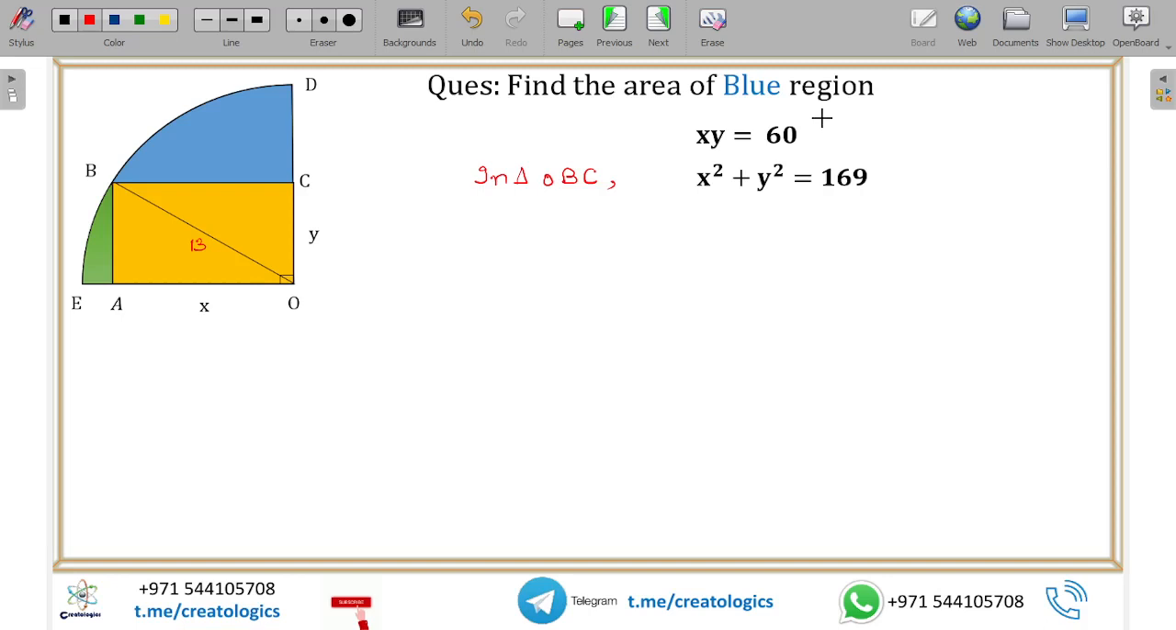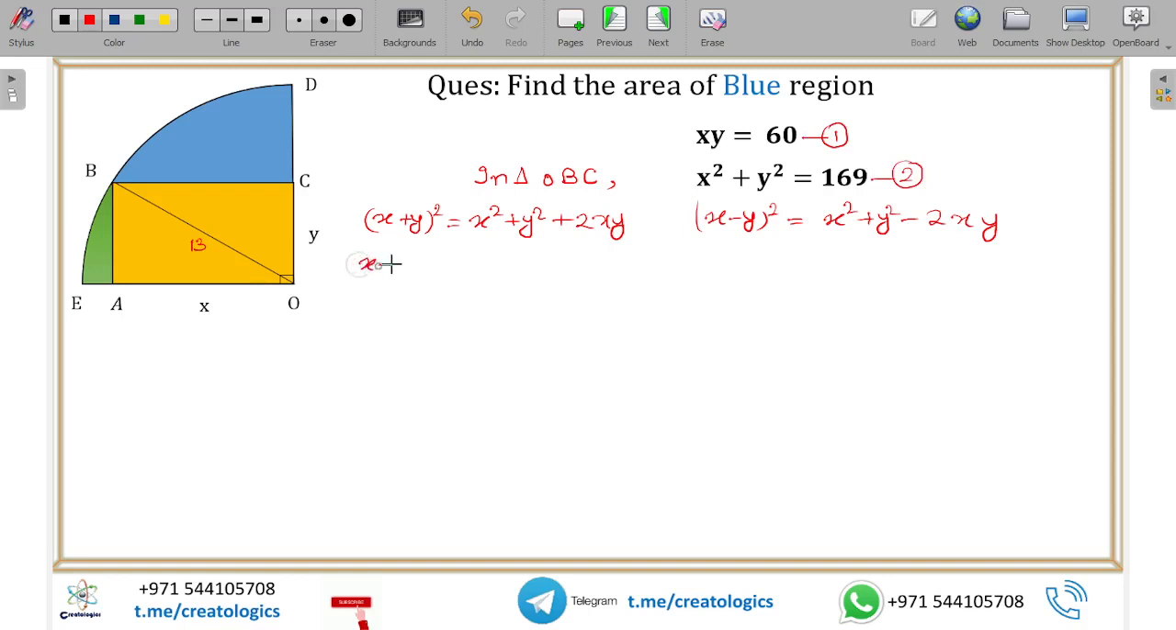Several ways are there to calculate those x and y. It's totally up to you which one you want to use. I'm giving you a very easy method. I will use the identities: x plus y whole squared is equal to x squared plus y squared plus 2xy, and also we know x minus y whole squared is equal to x squared plus y squared minus 2xy. Okay, just plug in the x squared plus y squared in these two identities.